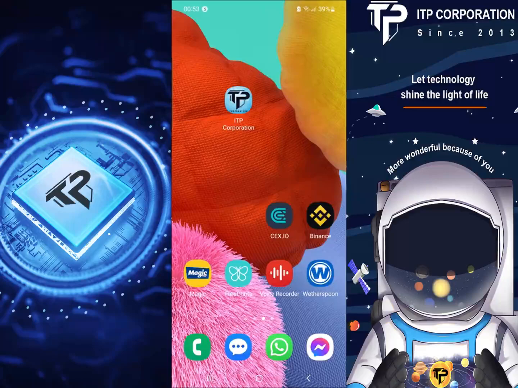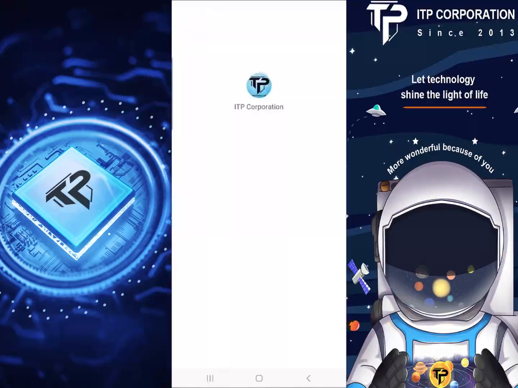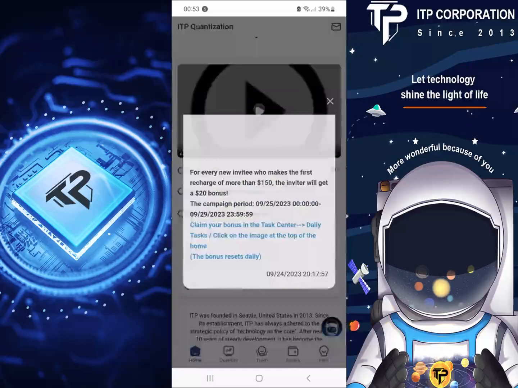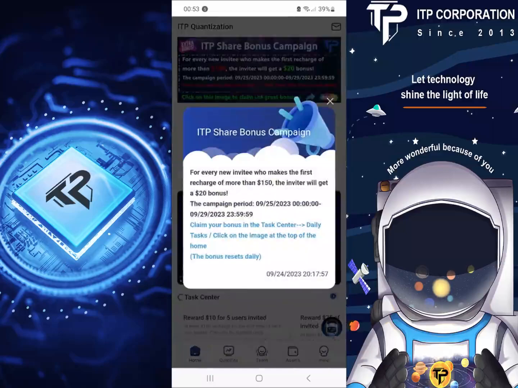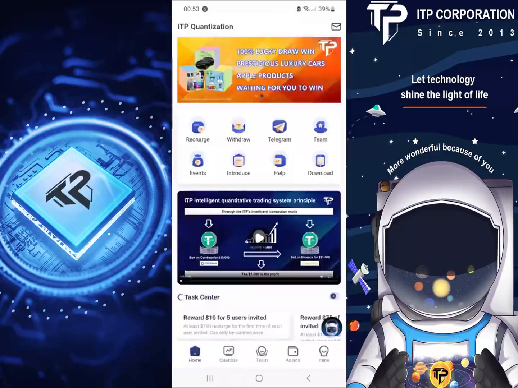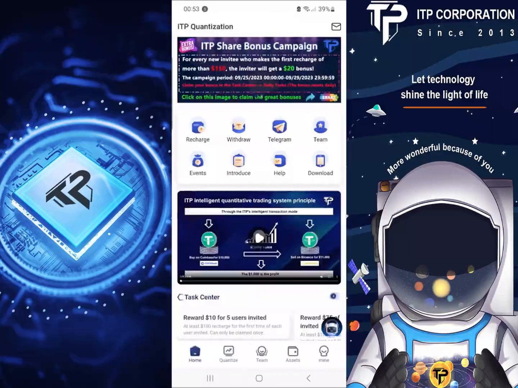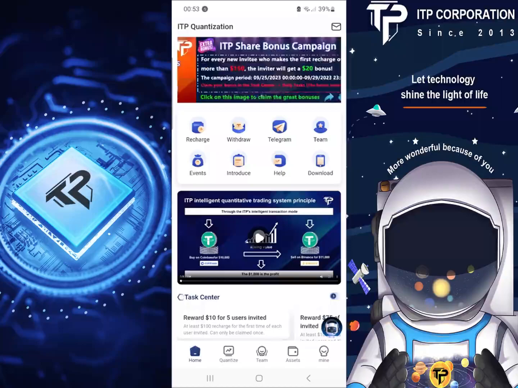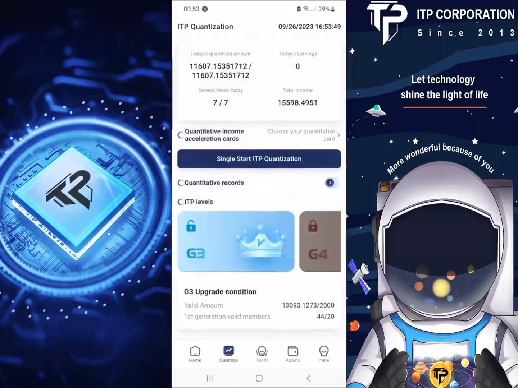So you'll see the app at the top there, the blue icon with the ITP in it. I'm just going to tap on that to open it up to show you how it works. Okay, we're going to log in. We get a notice come up every now and again, so we just close that down. Now at the bottom you'll see a menu. I'm going to go to the second one in, the quantize. So I'm going to tap on quantize and we go to the quantize page.